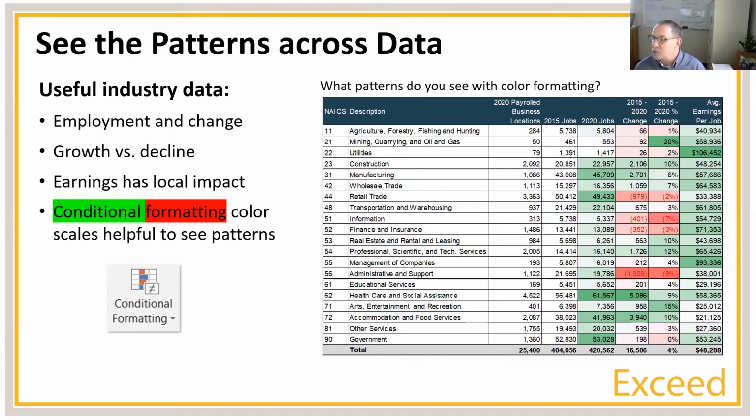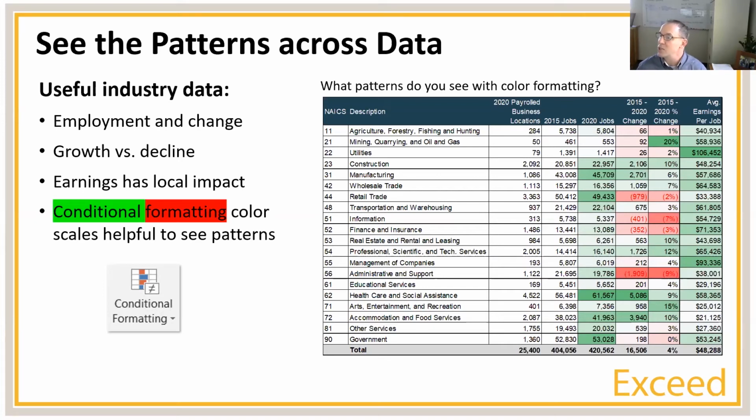Some sectors like administrative support, not growing, actually shrinking pretty substantially. And then information, finance, and so forth. Now, if you look over at the percentage change, you can see also that those ones that dropped substantially also had some drops in percentage, especially administrative support, 9% drop.